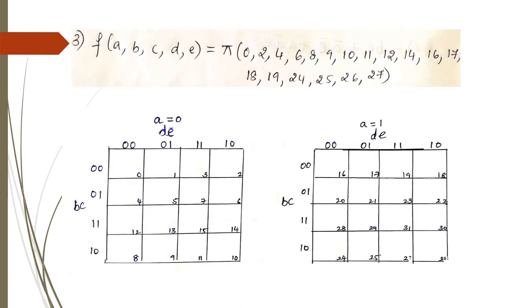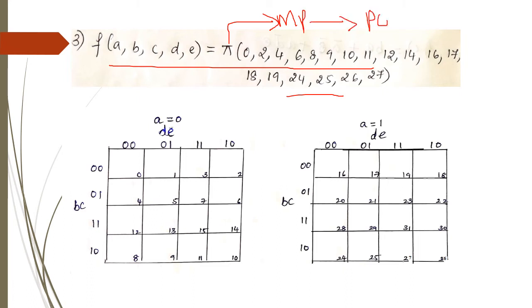Okay, so this is one more expression. f of ABCD, they have given pi. Pi means minimal product, so the final expression will be in terms of a product of sums, which means the output will be evaluating to 0. So wherever I have this, I just place a 0.